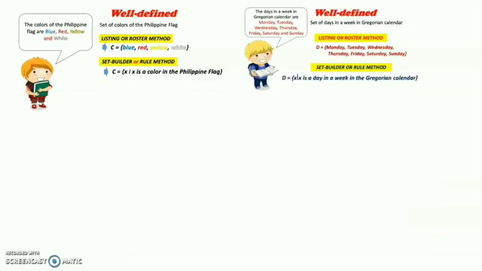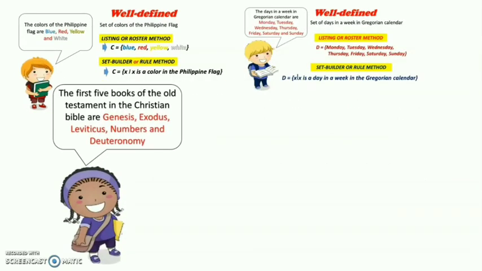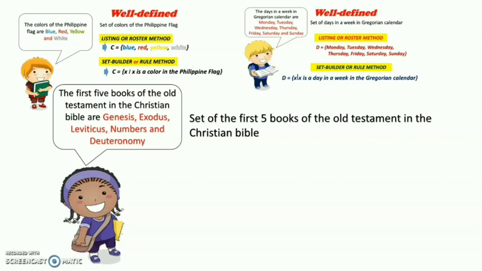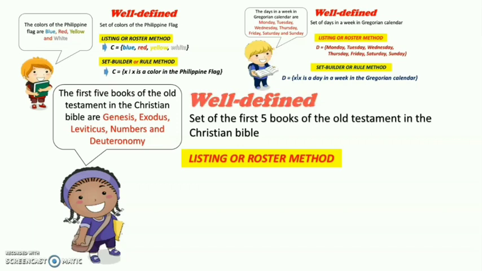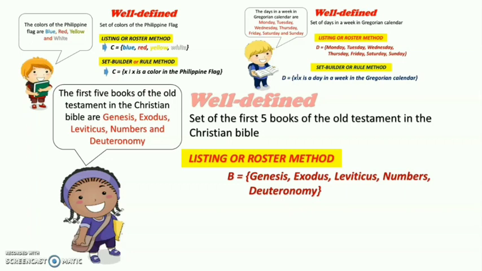Now, let us proceed to the answer of Tintin. Her answer is also a set, and that is a set of the first 5 books of the Old Testament in the Christian Bible, and it is also well defined. Now, what is the roster method or listing method of this? We can write that in this notation. B is the set that contains Genesis, Exodus, Leviticus, Numbers, Deuteronomy.